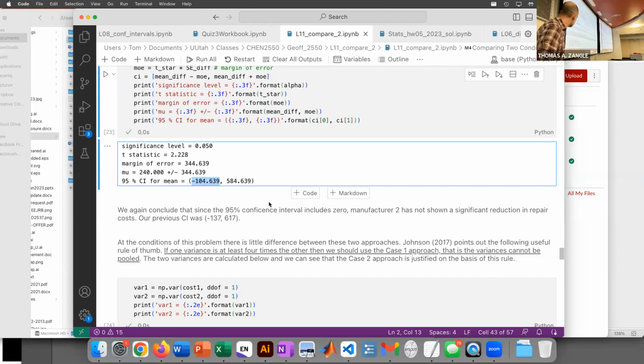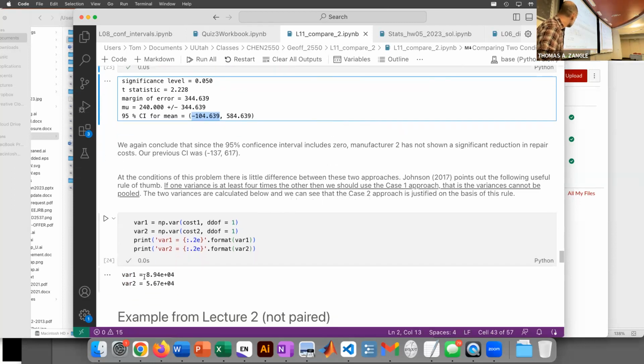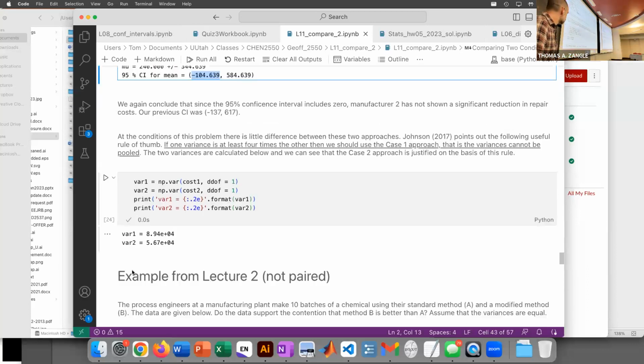So in this case, here we're calculating the variances, and we see variance 1 is 8.9 times 10 to the 4, variance 2 is 5.7 times 10 to the 4. And so these two things are close enough that we can use the pooled variance method, which is just a little bit easier. Okay.